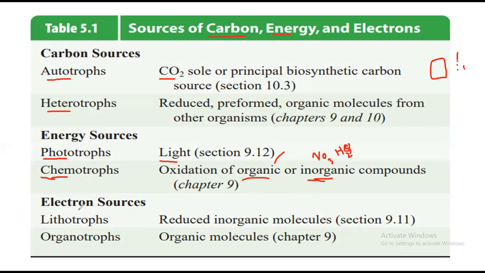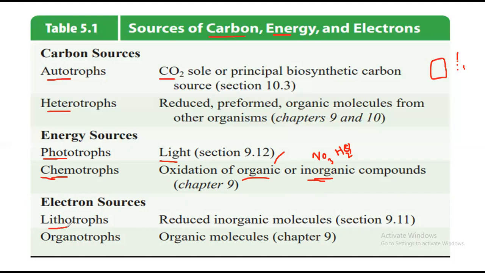Now here comes the last one, the electron source. When there are electrons, they travel in the electron transport chain, and because of this a proton motive force is established. The protons move and a gradient is established, and after that they run through the ATPases and ATP is produced. So there should be electrons. If there are no electrons, no ATP will be produced.